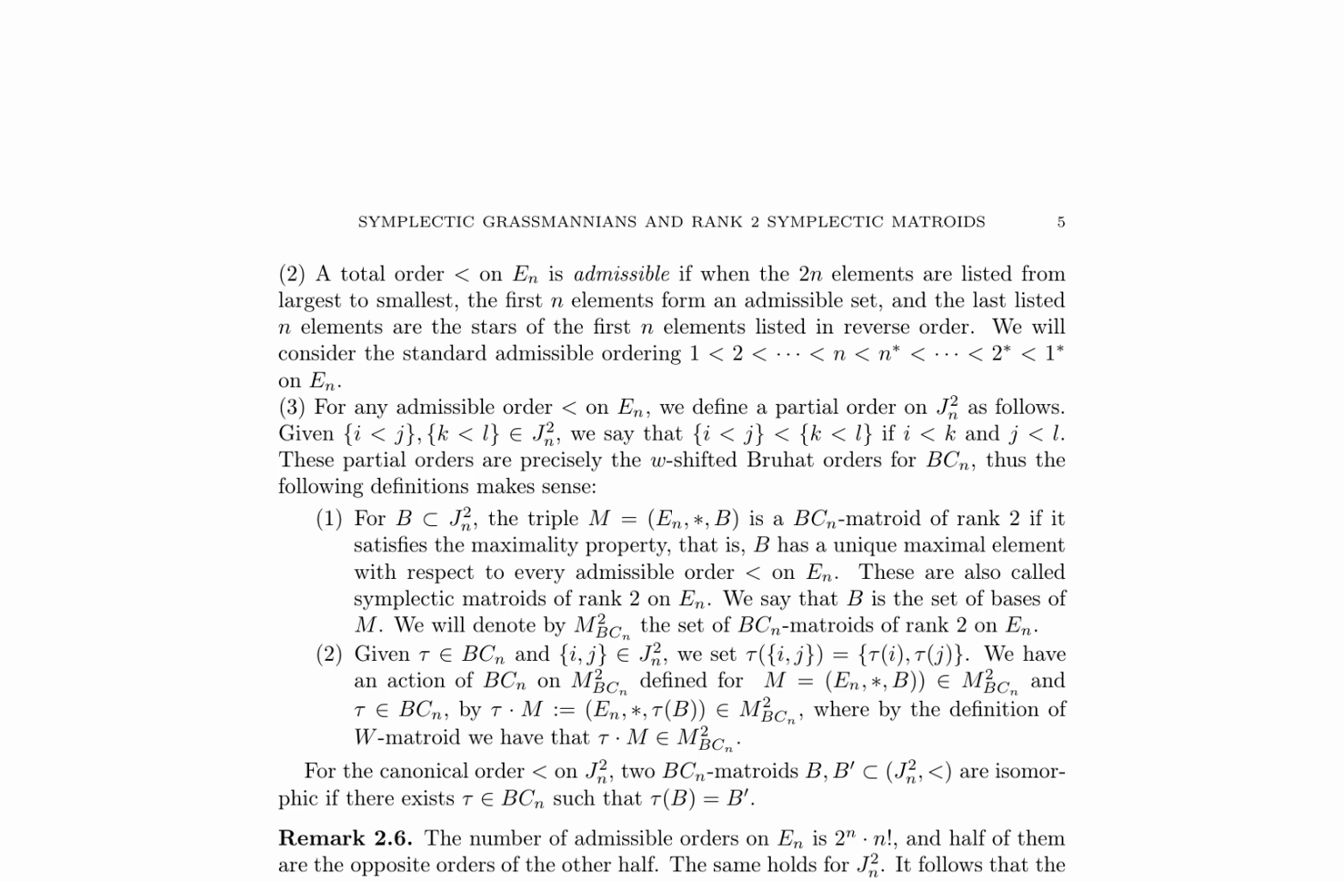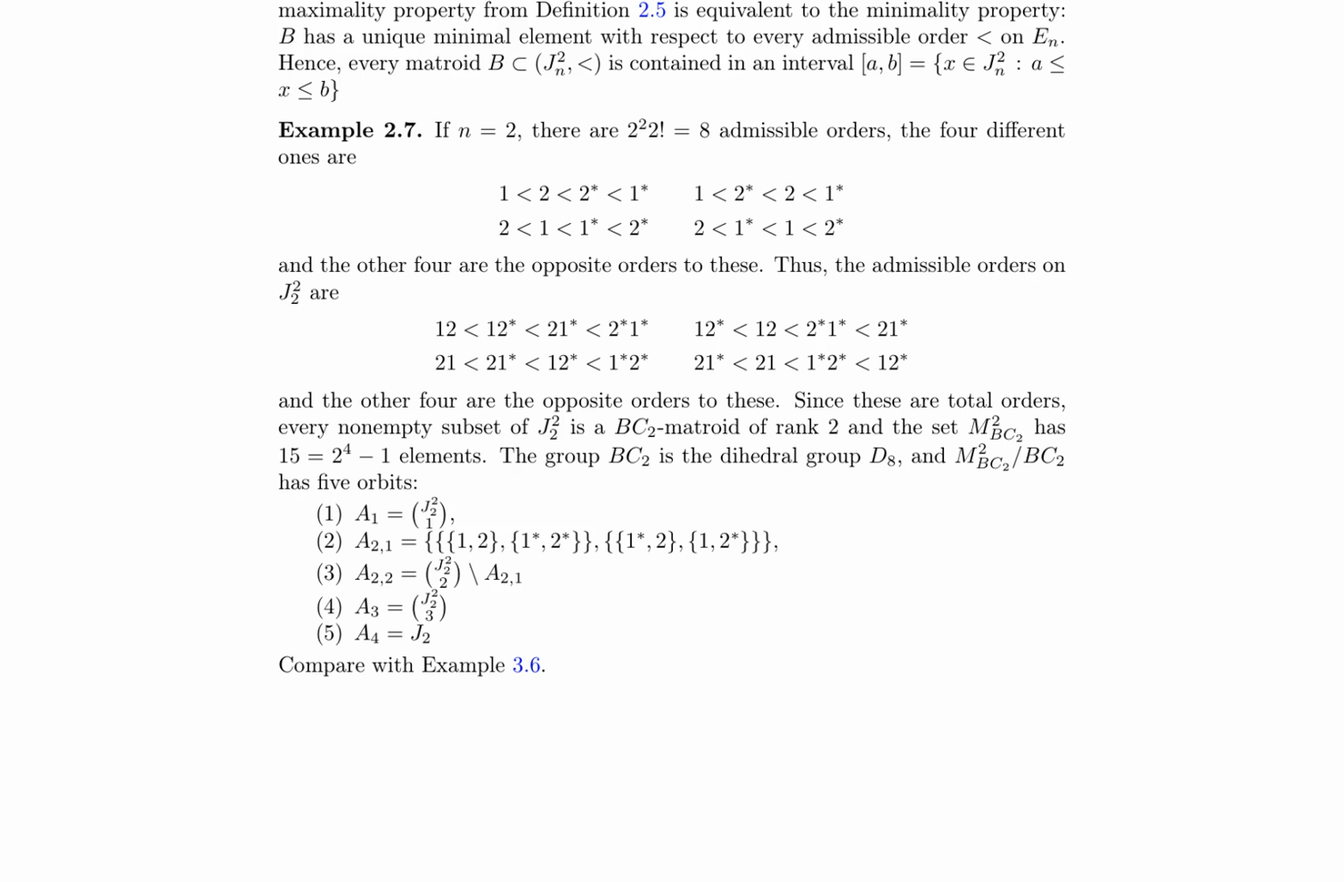A BCn matroid of rank 2 is defined as a triple M equals (n, B, <), satisfying the maximality property, where B has a unique maximal element with respect to every admissible order on n. The set of bases of M is denoted as B, and the action of BCn on M2 BCn is defined. Two BCn matroids are considered isomorphic if there exists tau an element of BCn such that tau B equals B'.